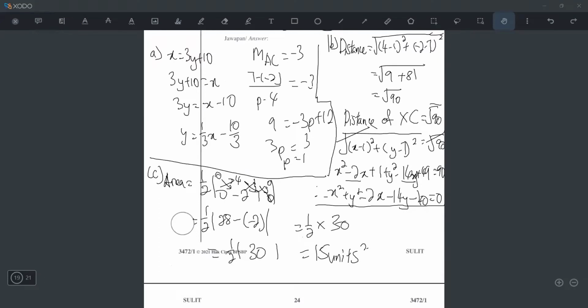E1 15, all right, x square, y square, -2, -14, -14.